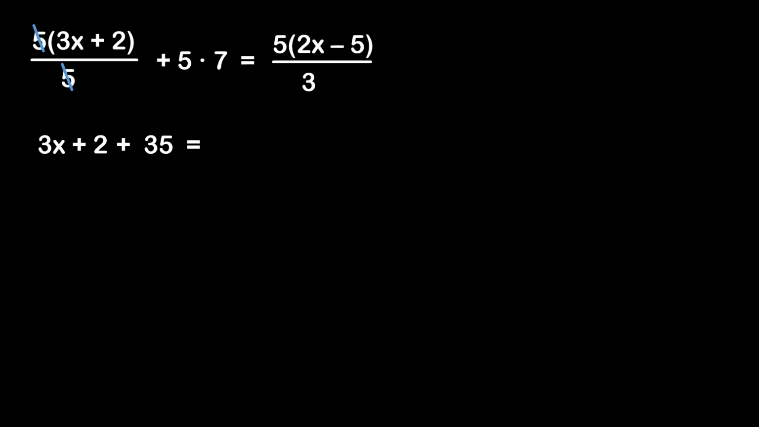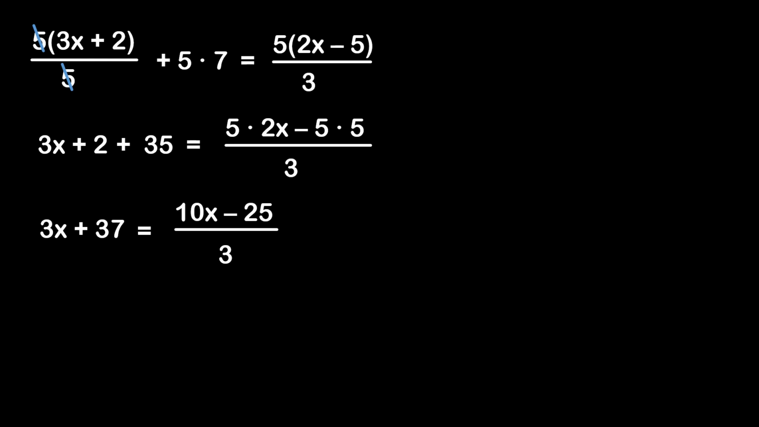So that's your left-hand side, and the right-hand side, you have 5 times 2x minus 5. Same idea, the 5 gets distributed to both terms. So you have 5 times 2x minus 5 times 5, and then over 3. So 2 plus 35 is 37. The left-hand side becomes 3x plus 37. And then 5 times 2x is 10x, and 5 times 5 is 25. So the right-hand side becomes 10x minus 25 over 3.